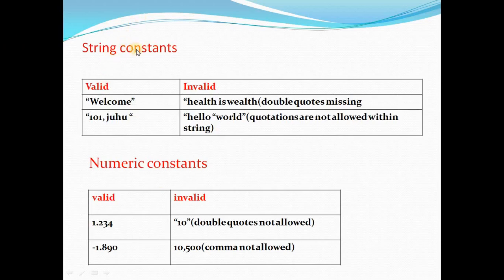See here, string constant, this is the valid one. How do you have to write a string constant? You have to write it in this way. Within the double quotes you have to write. If you want to write welcome, then you have to enclose this welcome within double quotes. Got it? See, this is an invalid one because the double quotes is missing here. After welcome, the double quotes is missing. Similarly, here also double quotes. We have enclosed double quotes, right, for this one.